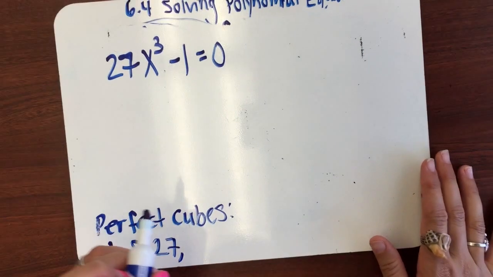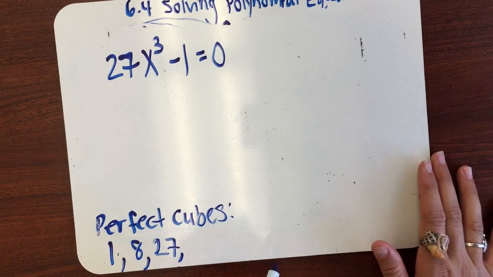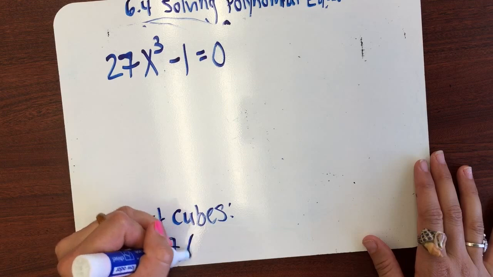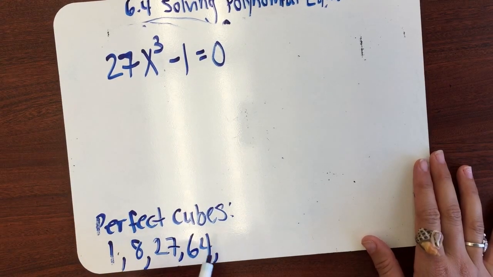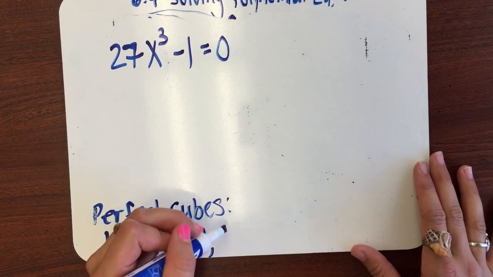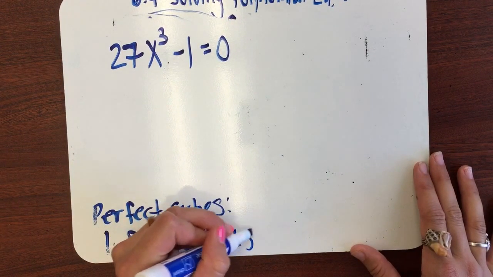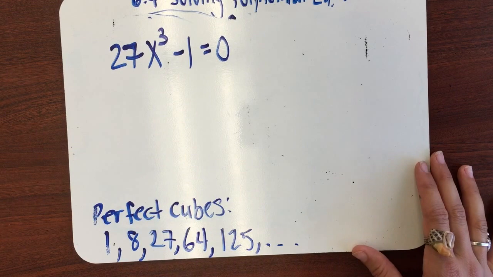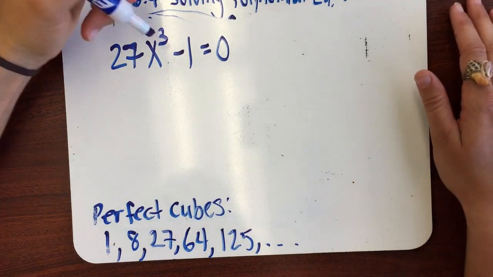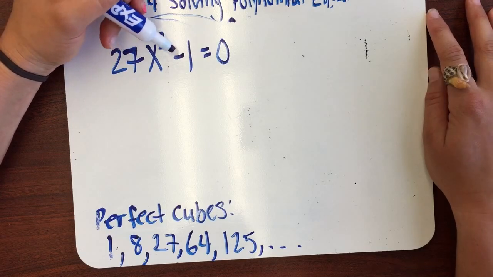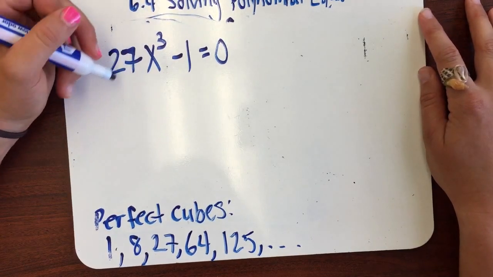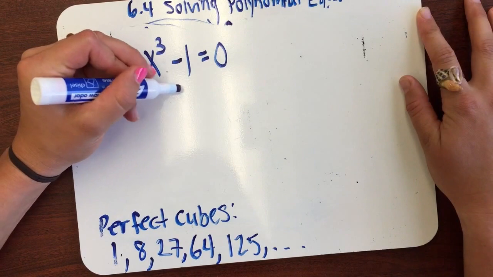4 cubed is 4 times 4, which is 16, times 4 is 64. 5 cubed is 5 times 5 times 5 is 125, and so on. So we know this is a difference of cubes because they're both perfect cubes and we have a difference. So we'll first factor this.